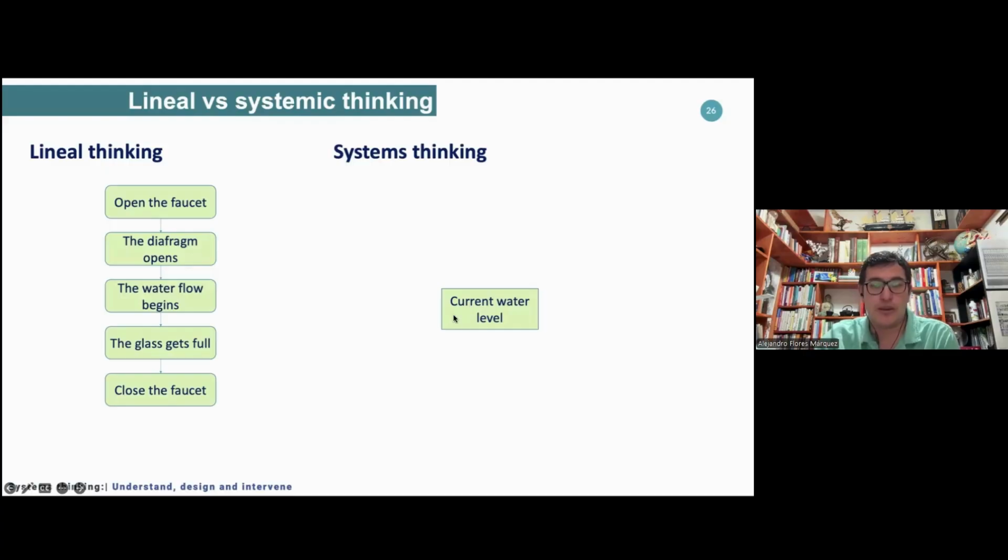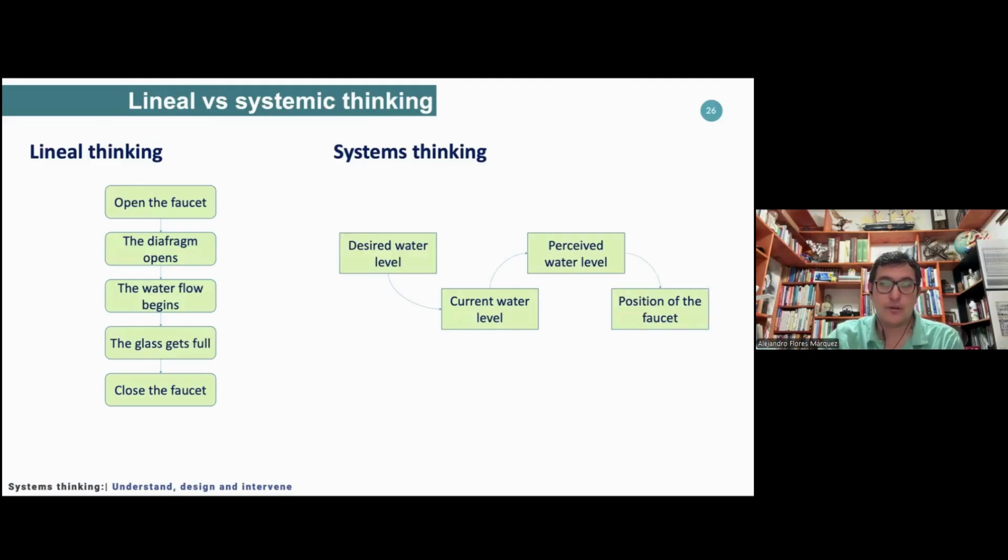The systems thinker would think about the current water level, which is empty, if it was the case in the image, but will also think about the desired water level. So I want that water level to be at the top, full. Then we'll think about the perceived water level in the glass as the position of the faucet moves, as the water flows, as that affects the current water level, which increases the perceived water level, which contrasts with the desired water level.